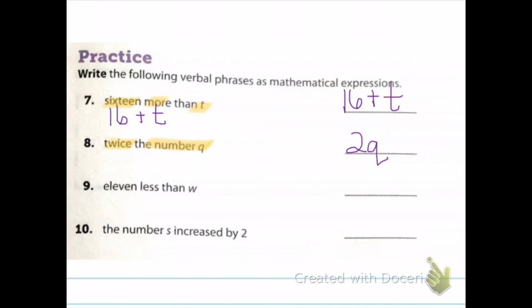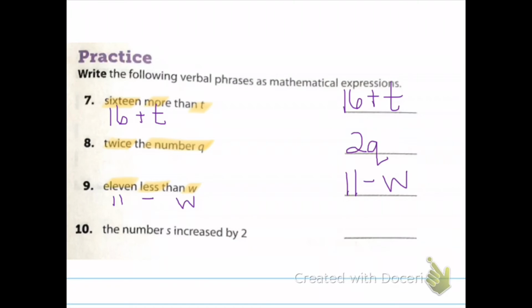Okay. Number 9, 11 less than W. Well, we have our number, that's 11. Less means subtract, and our variable is W. So on the line, I need to see 11 minus W.